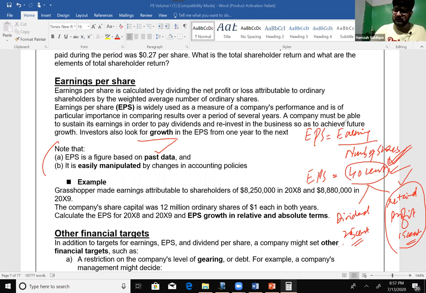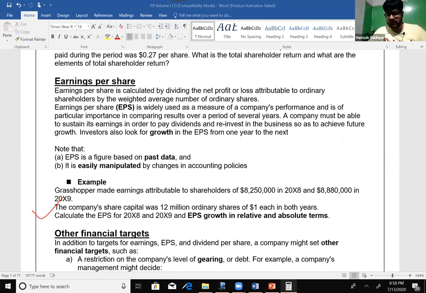Now, here is a question. Grasshopper made earnings attributable to shareholders in 20X8 and 20X9. The company's share capital was 12 million ordinary shares of $1 each in both years. Calculate EPS for both years and the growth in relative and absolute terms. I will open an Excel sheet and solve it there.